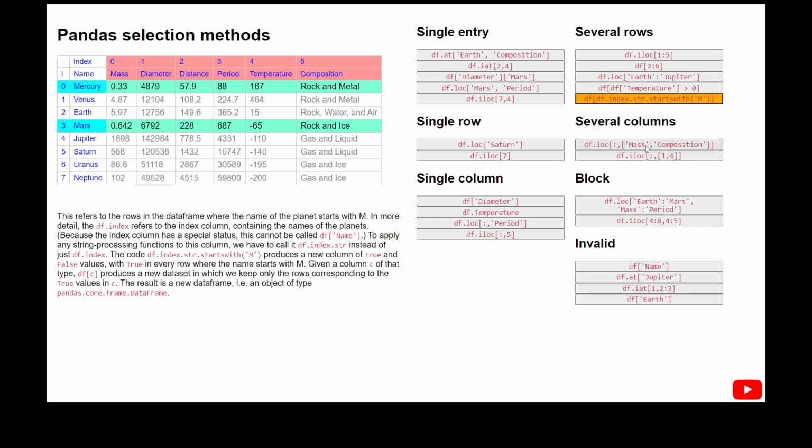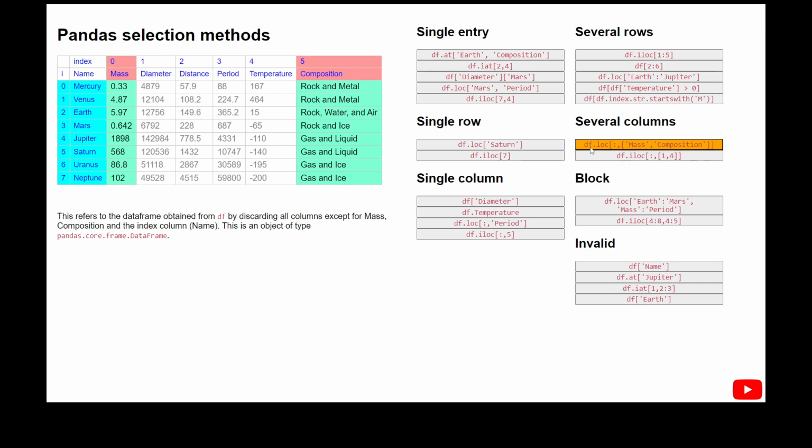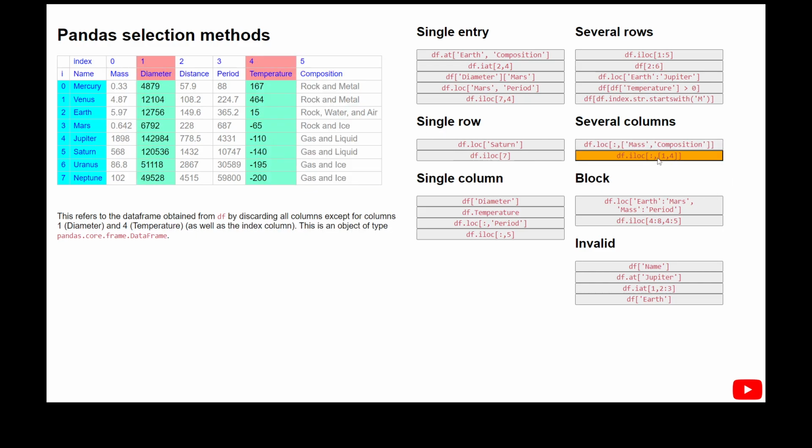in which you've only kept the rows corresponding to planets that start with M. If we want several columns, here is df.loc again with a colon first, which means I'm keeping all the rows, but then square brackets with mass and composition. Before, we had df.loc colon comma period, which gives us a single column, but now I want two different columns, so instead of the period you've got mass and composition, but inside an extra pair of square brackets. That gives us this data frame where we've got all the rows, but we've only kept the columns for mass and composition. We could do the same sort of thing with df.iloc colon comma 1 comma 4, so we just keep columns 1 and 4, namely the diameter and temperature.